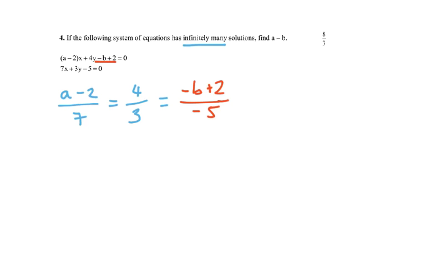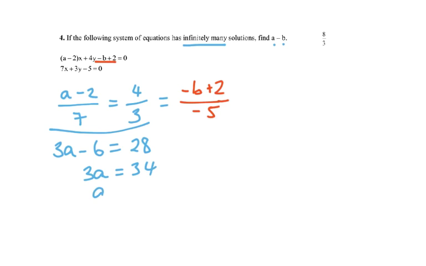So let's solve these one at a time, because we want to find the value of a and b before we can find a minus b. So let's do this part first. We have, using cross multiplication, 3a minus 6 equal to 28. We want to add 6 to both sides, so 3a equal to 34, and lastly divide by 3. Alright, so we'll leave it like that for now, and let's now look at the right two equations here.